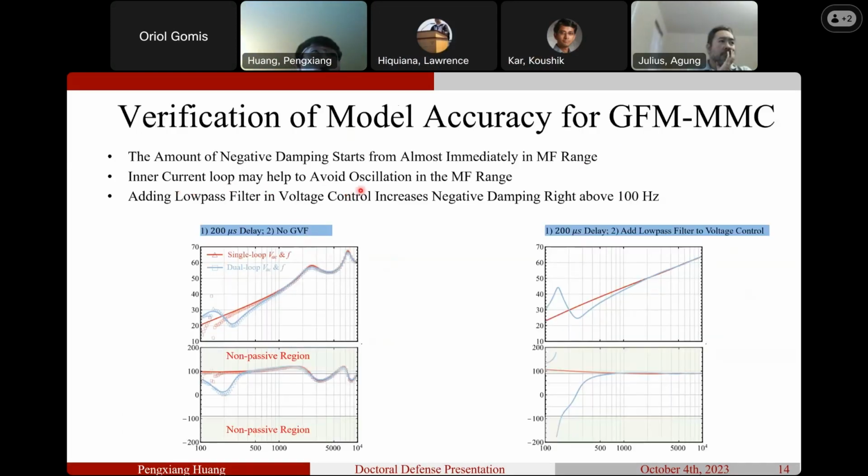The inner current loop may help to avoid oscillation in the medium frequency range. People may ask me why. I can tell you the reason that I understand of this.